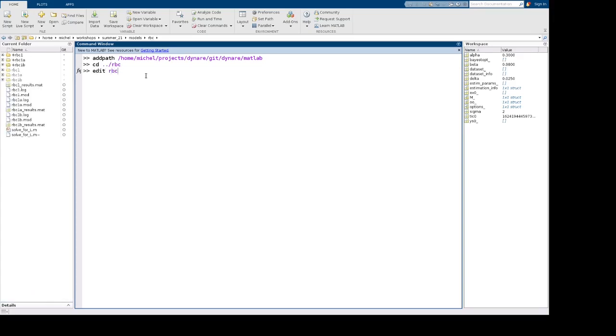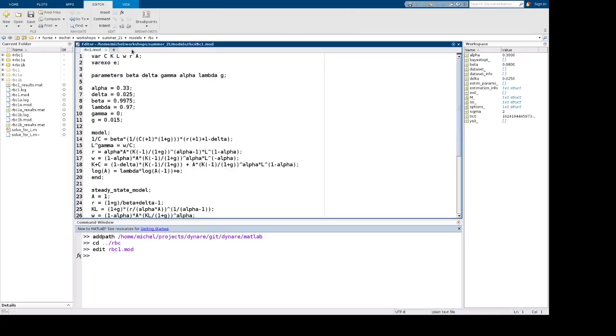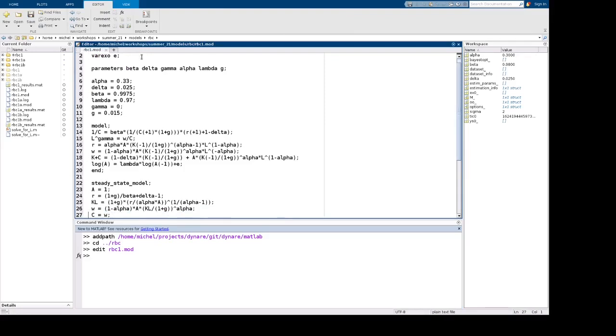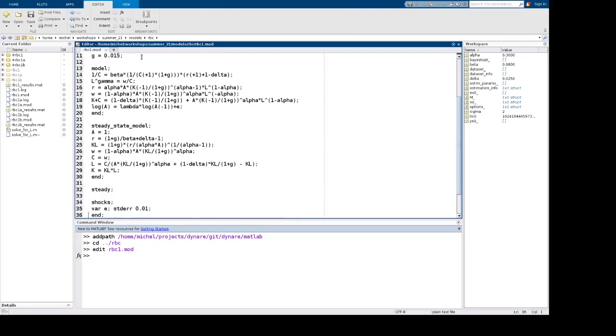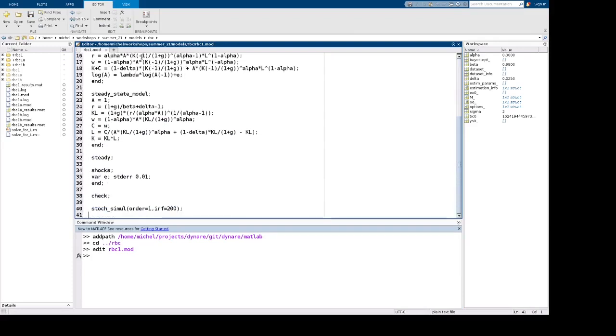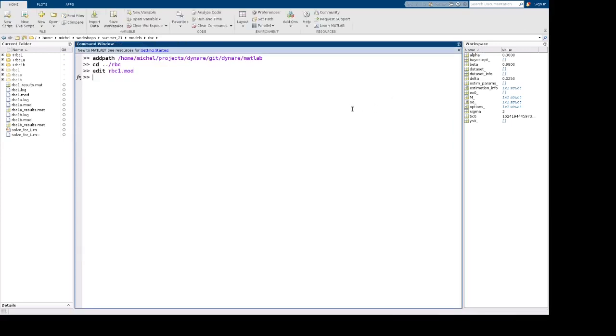I check that rbc1.mod is indeed the file that I wanted. It is what I showed you before. And we are going to run impulse response function over 2000 period. Okay, I hide the editor and I can simply do dynare rbc1.